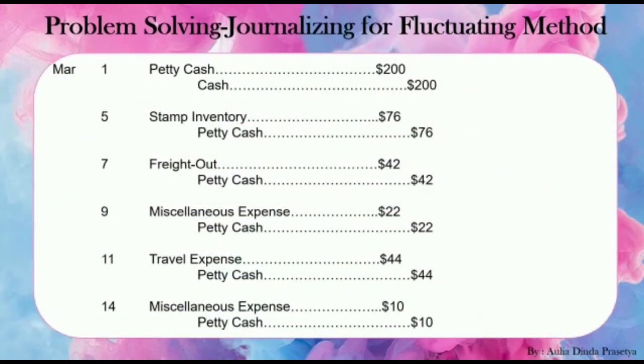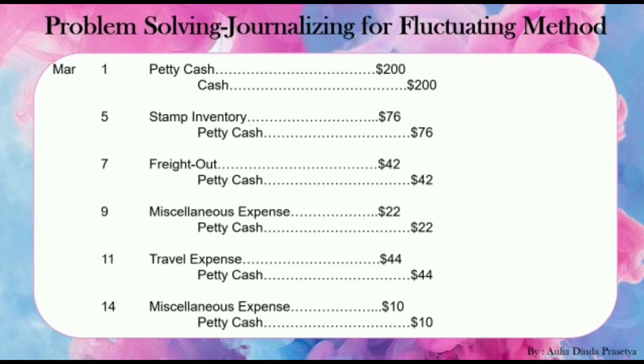Before, I have already explained to you the journalizing for imprest method, and now I'm going to explain to you the journalizing for fluctuating method. The first journal is on March 1 when Ernest Company established the petty cash. So the journal will be petty cash to cash amounting to $200.